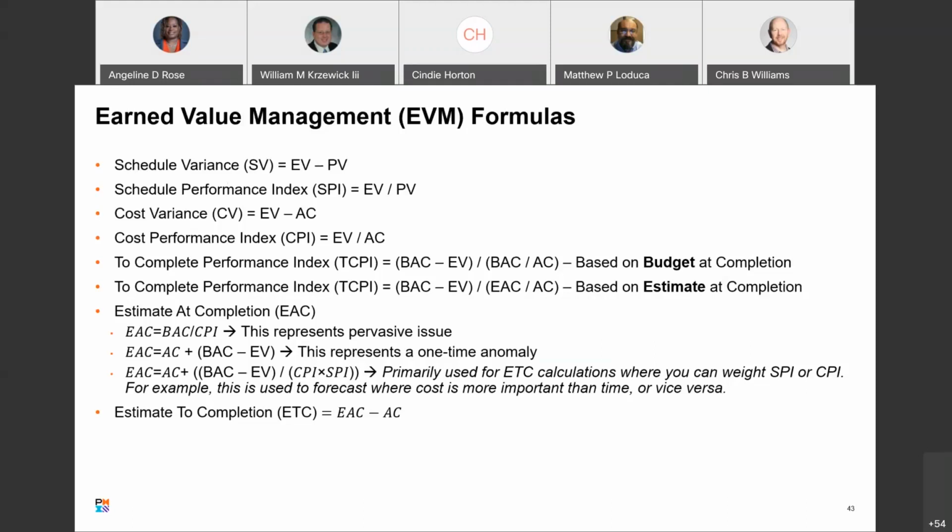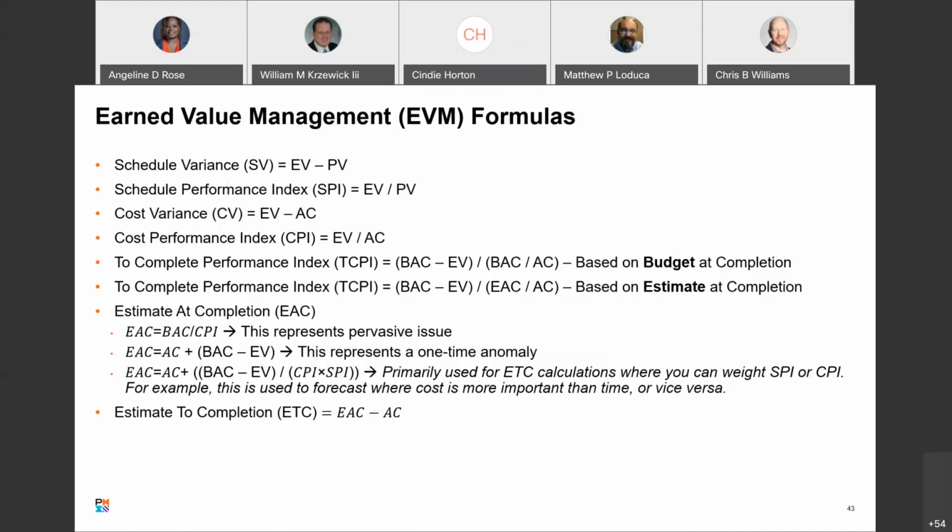One is BAC divided by CPI. That's a pervasive issue, ongoing, reoccurring. It's going to happen up until the end of the project. And then EAC equals AC plus BAC minus EV; that formula is used to represent a one-time anomaly. It's not going to happen again. It only rained one day.